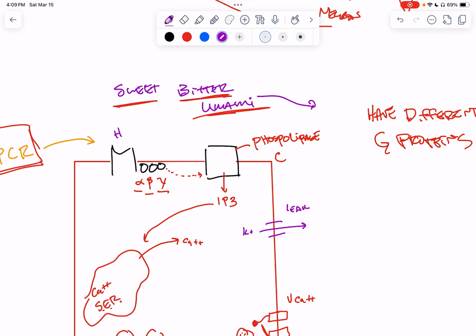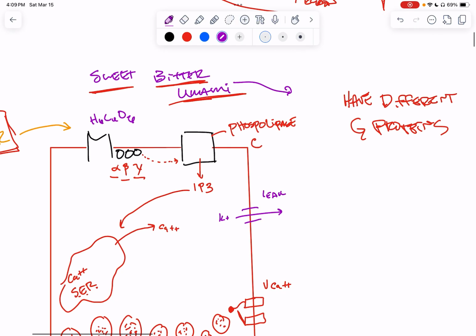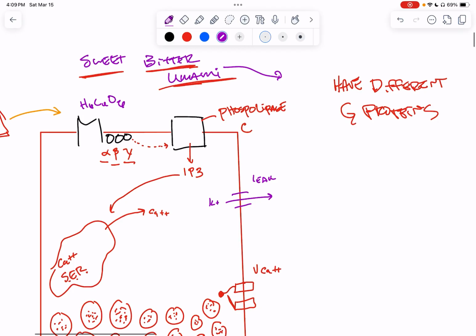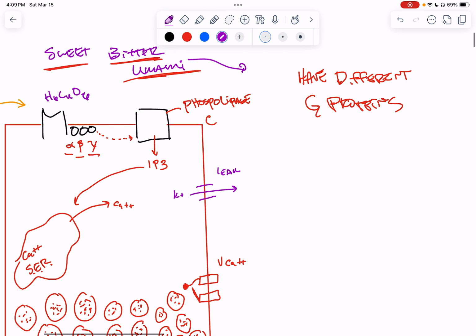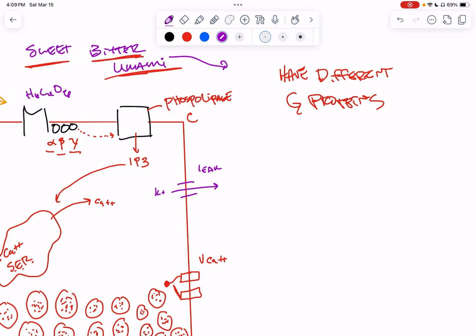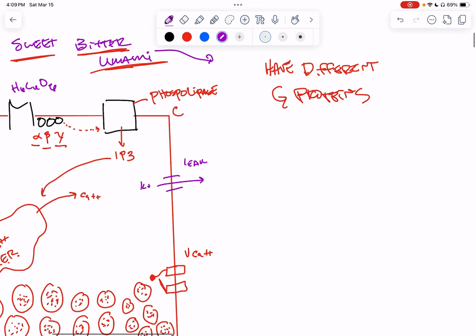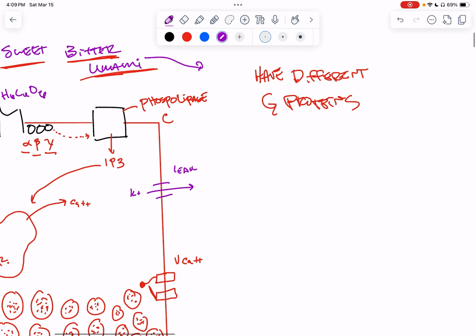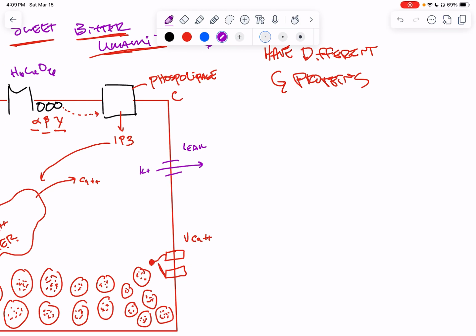So we have glucose, which is C6H12O6. Okay, so glucose is going to bind to this G protein coupled receptor, and the gamma subunit of this G protein coupled receptor is going to bind to something called phospholipase C. So phospholipase C is an enzyme that is responsible for the cleaving of a molecule called IP3.